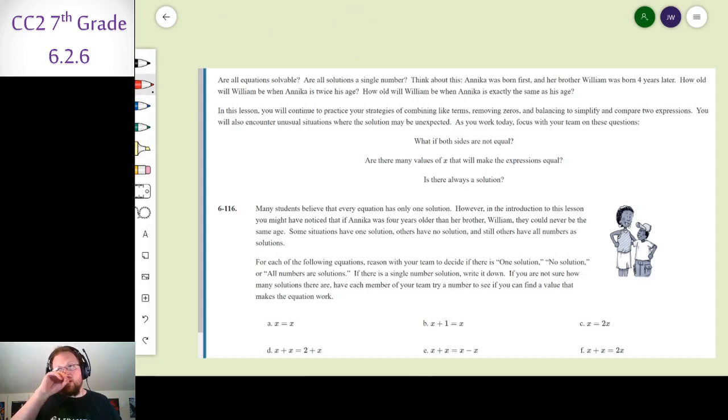So when you're solving equations, sometimes you get a situation where the two sides are never going to be equal. And you are also sometimes going to encounter a situation where it doesn't matter what you plug in, and they are always going to be equal. So I want to go over a few of these examples for you.